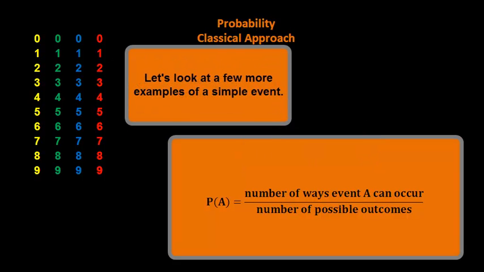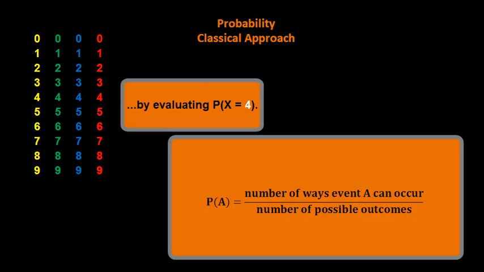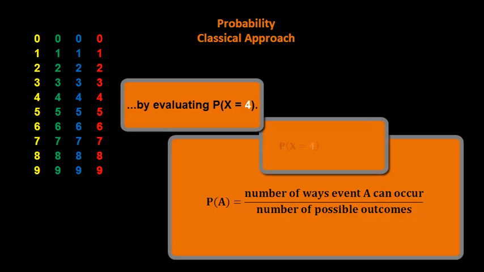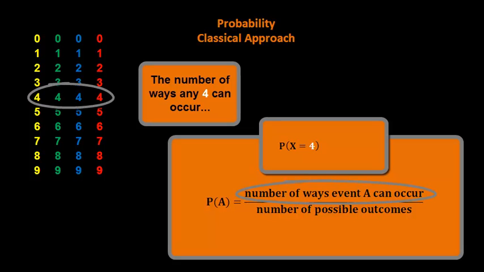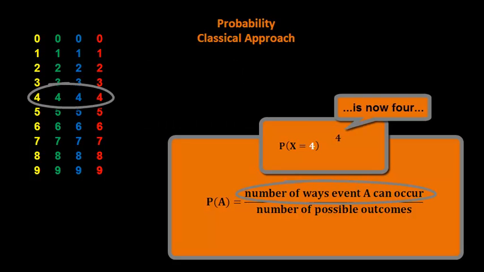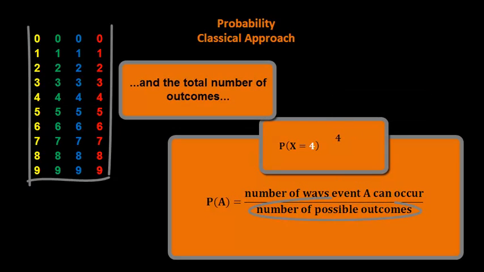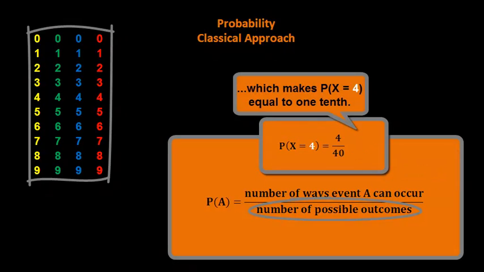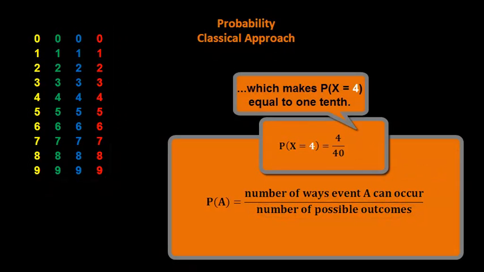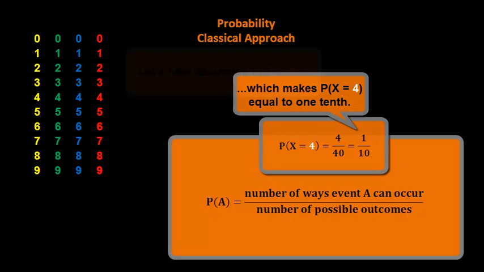Let's look at a few more examples of a simple event. By evaluating x equals any 4, the number of ways any 4 can occur is now 4, and the total number of outcomes is 40, which makes the probability of x equals any 4 equal to 1/10.